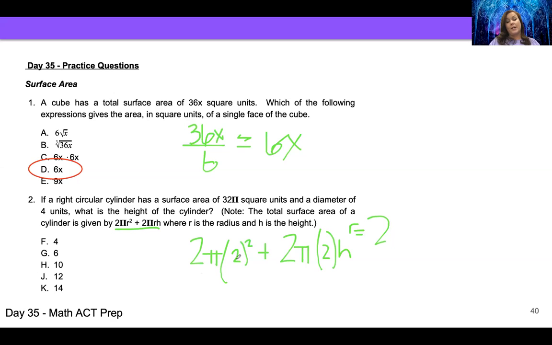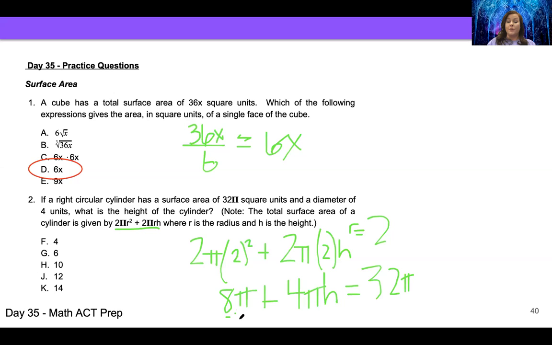So here we're going to get 2 squared is 4. 4 times 2, I'm going to get 8 pi. Plus 2 times 2 is 4 pi times the height. And we know that is equal to 32 pi. Now you're probably sitting here going, okay, how are they getting rid of the pi? Because none of the answers have it. Well, now we need to solve for h.